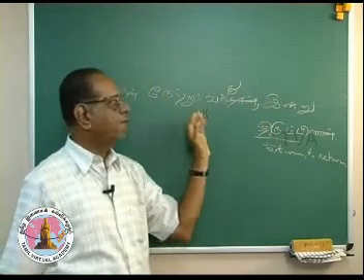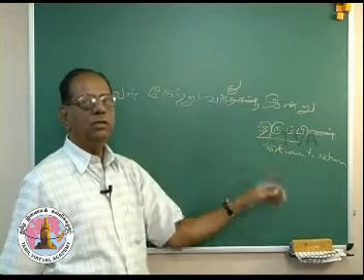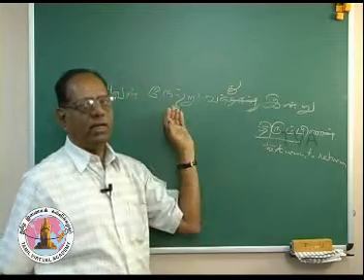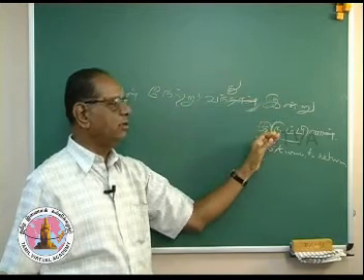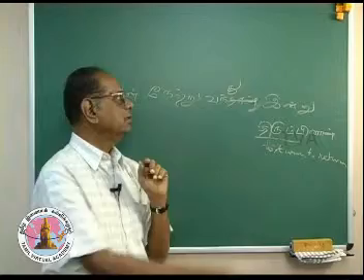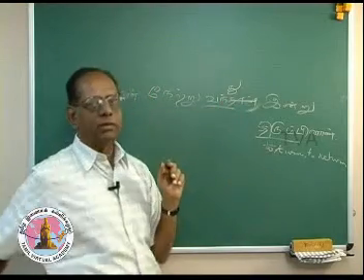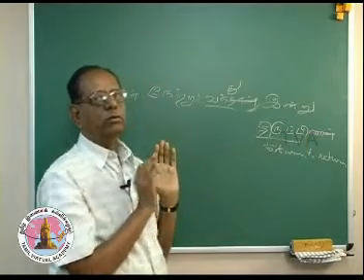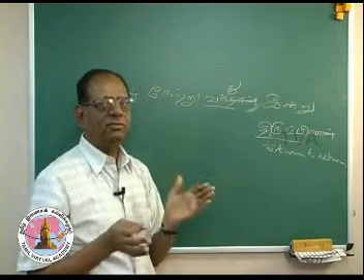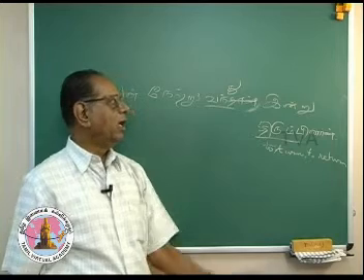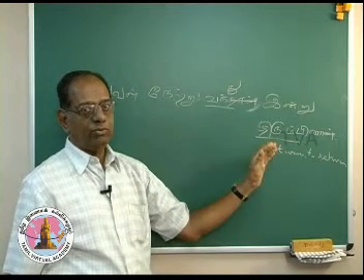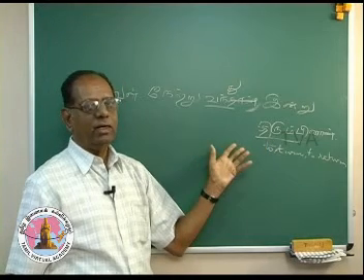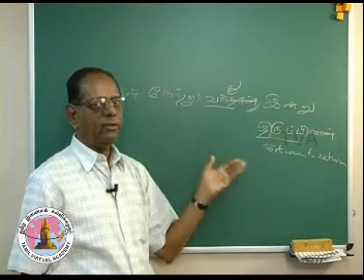Avan netru vandu indru thirumbinan. This is an incomplete verb which needs a complete verb to complete the sense of the sentence. You have two verbs. This is the model I have given earlier also, and I continue.